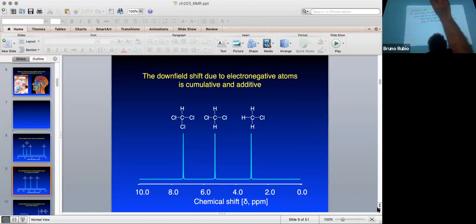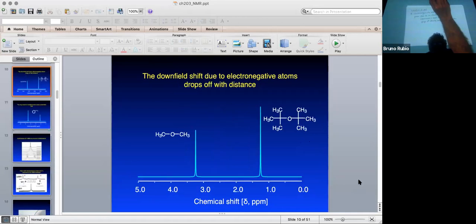And the effect is also attenuated by the distance of the proton from the electronegative atom, as illustrated in this slide here. So remember, we're looking at protons. So this is dimethyl ether. The protons in dimethyl ether are 2 bonds away from an electronegative oxygen. So see where their signal is, see where their peak is at around 3.3 ppm.